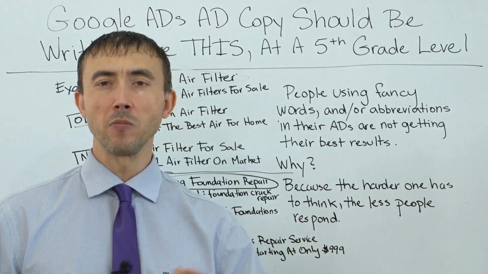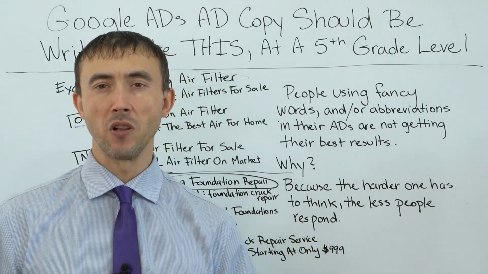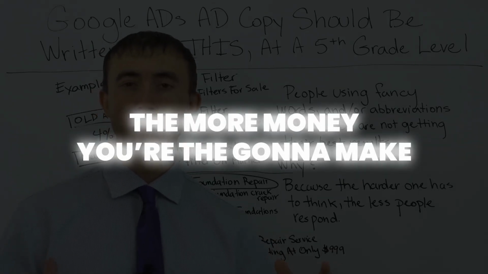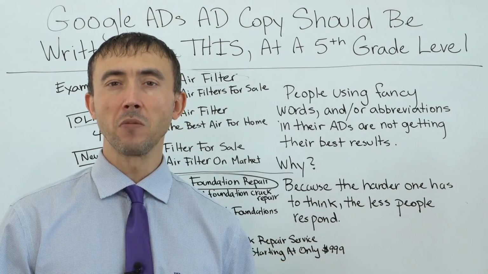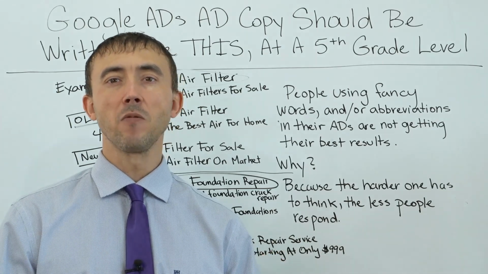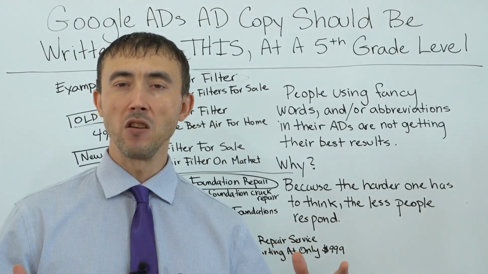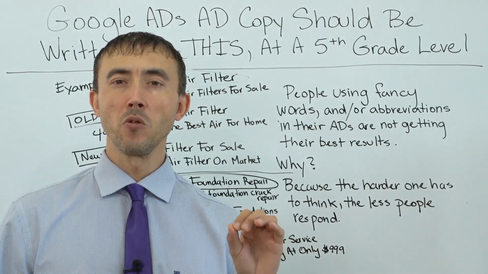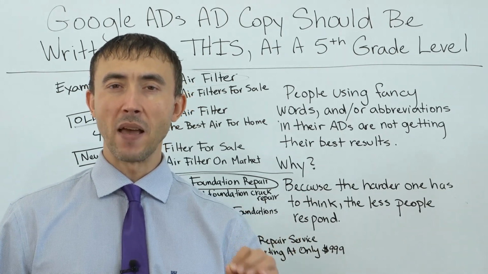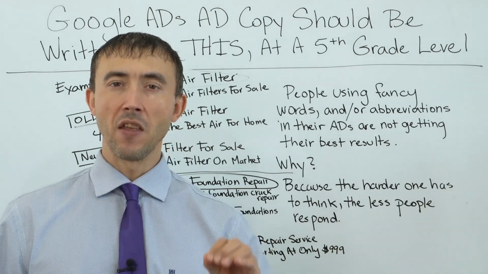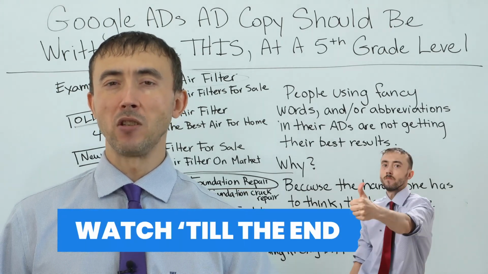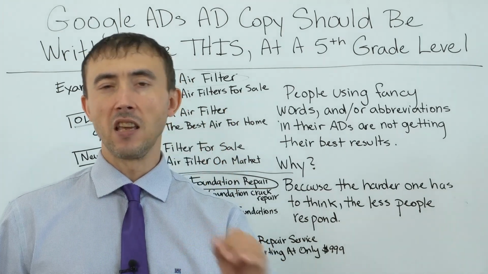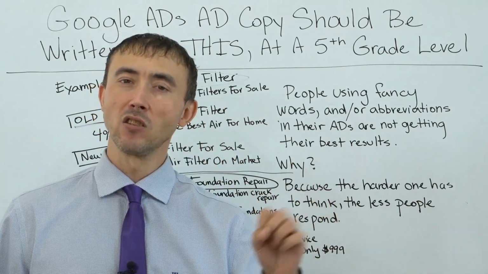Generally speaking, when it comes to online marketing, and especially with Google Ads, the less that you make the user have to think, the more money you're gonna make. You wanna make it as simple as possible. The more simple you make it for the user to decide, the more money you make. And this is especially true with Google search ads. I'll go through the mechanics behind this, what makes this actually possible. And then if you stay to the end of the video, I'll talk about how much you can actually make doing this as well. So if you're not actually getting sky-high click-through rates, this is the video for you.